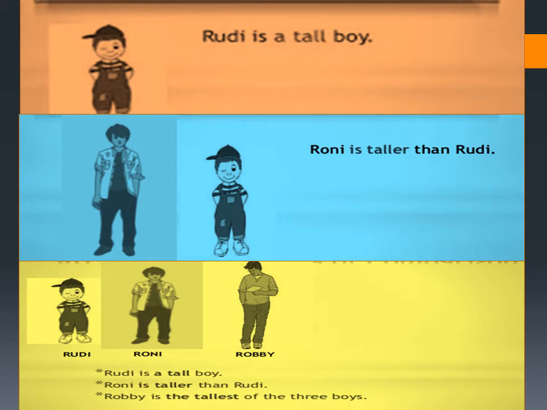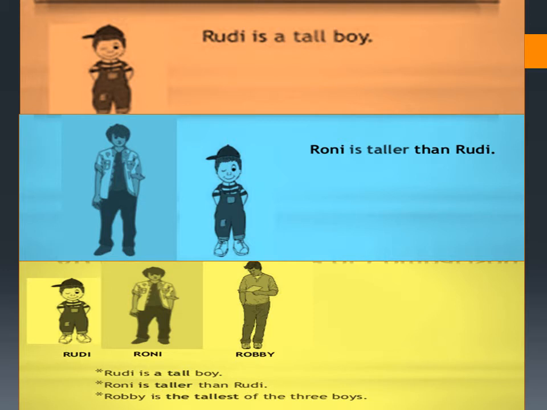Now look at the pictures given over here, children. In the first picture, you can see a boy and the description for the boy is given as Rudy is a tall boy. Here the boy is described as tall. Boy is the noun and tall is the word which is giving extra information about the boy, describing the boy. So tall is an adjective. In this picture we can see only one person and the information is only about this one person. So the adjective is tall.